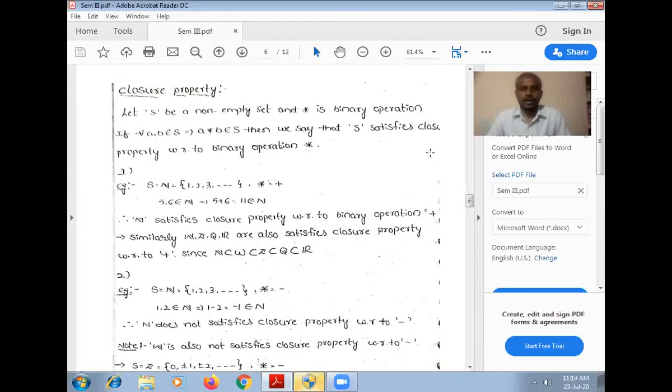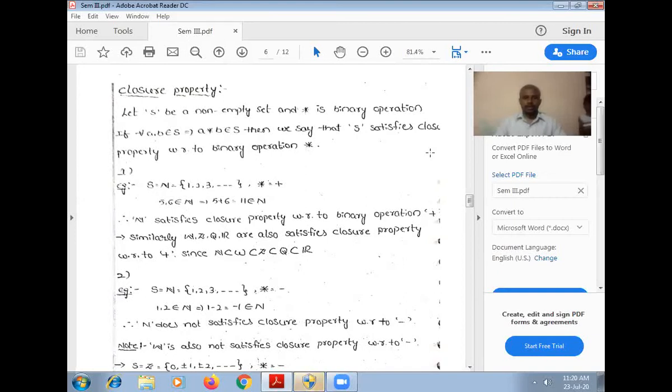For example, let's consider S equal to the natural number set. S equal to N equal to the set of 1, 2, 3 and so on. Now take star as plus. Now 5, 6 belongs to N, that implies 5 plus 6 equal to 11. So 11 is also a natural number. That's why 11 belongs to capital N. So N satisfies closure property with respect to the binary operation plus.